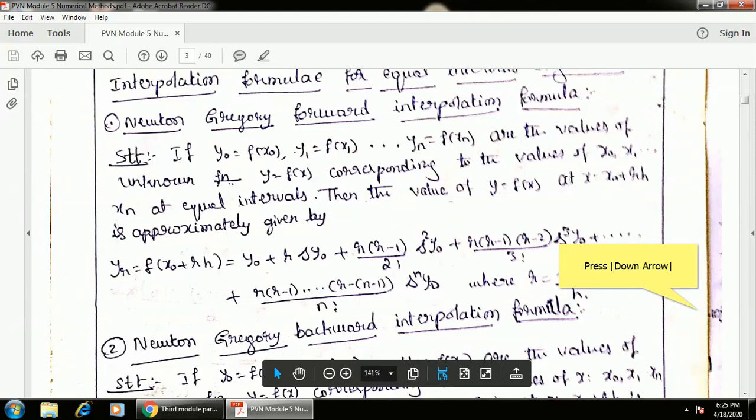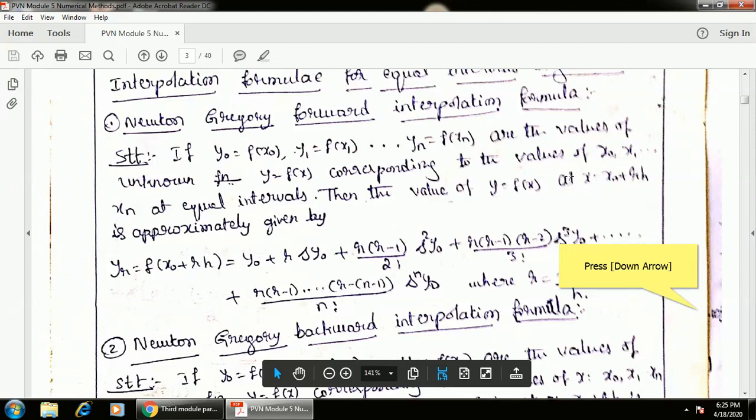If the values of x and y are given, we can easily find these leading forward differences with the help of the forward difference table. The unknown thing here is r. How to find this r? r is equal to x minus x0 divided by h, because we are finding the value of the function at x is equal to x0 plus rh. r means x minus x0 divided by h. You need to remember this formula. This is Newton's forward interpolation formula.